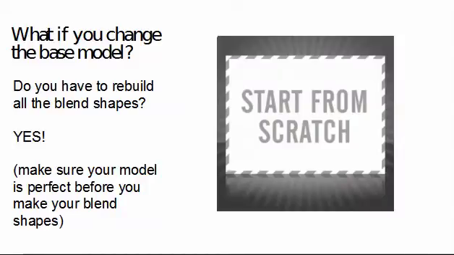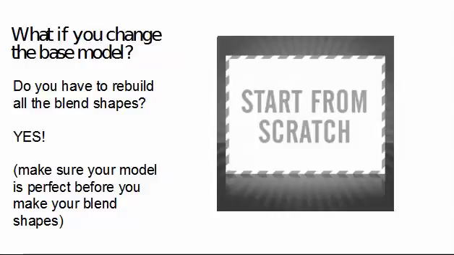So, this brings us to the question of what happens if you have to change the base model. Do you have to rebuild all the base shapes? And the answer is yes. So when you're modeling something, and in our first exercise we're just going to use simple cubes, but if you were modeling something like a human face and you wanted to do blend shapes based on it, you better make sure that your human face was correct before you start to make the blend shapes. Because as soon as you change the base model, you will have to change all of the target shapes as well.